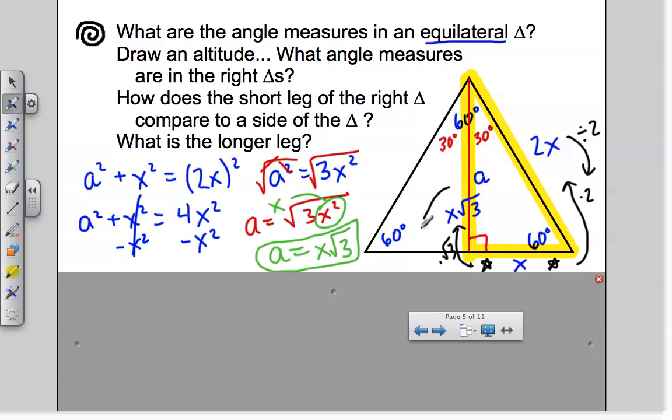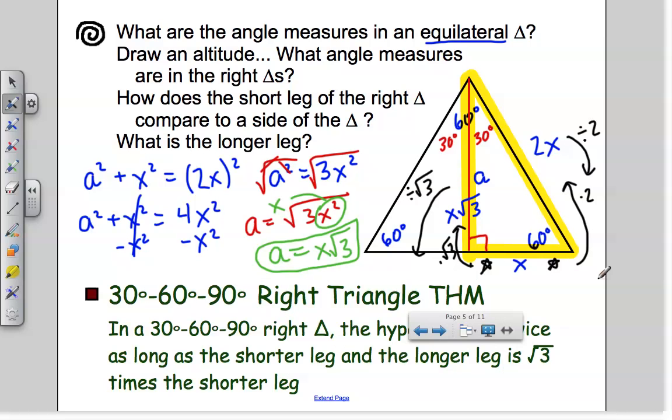If you have the long leg and you need to go back to the short leg, do the opposite of multiplying by square root of 3 and divide by square root of 3. Let's say I knew this was 5, then this would be 5 times square root of 3. And if you knew this was 5 square root of 3, you would divide by square root of 3, or cancel it out, to get back to 5.